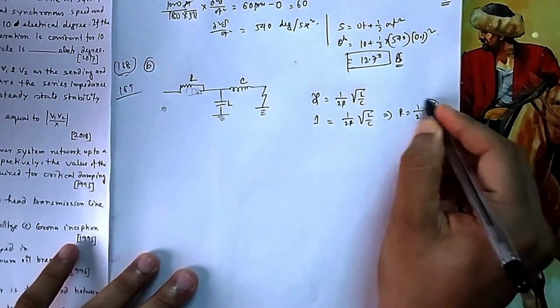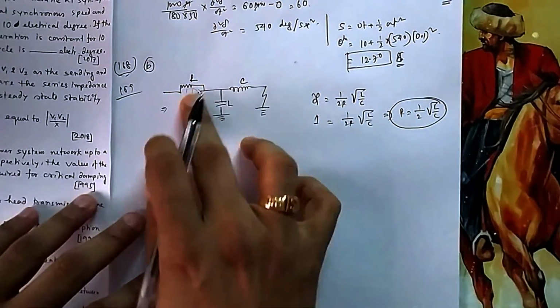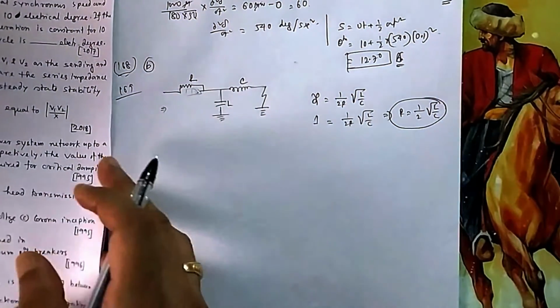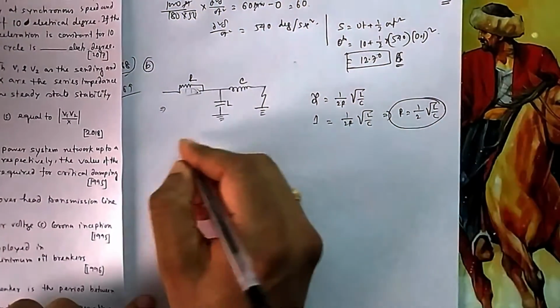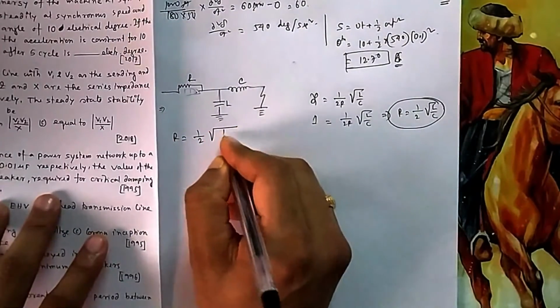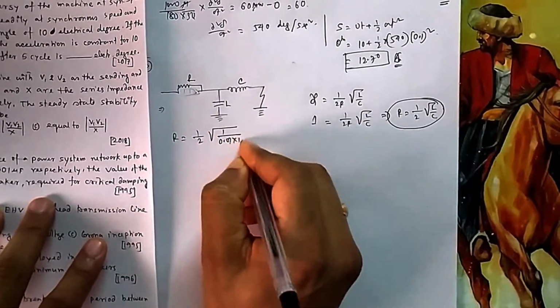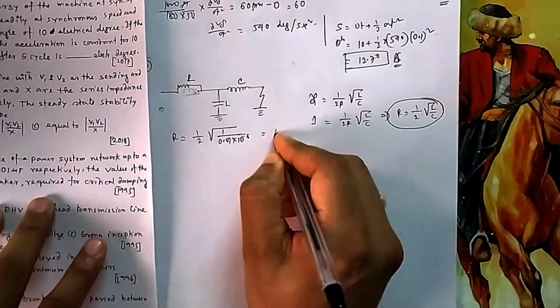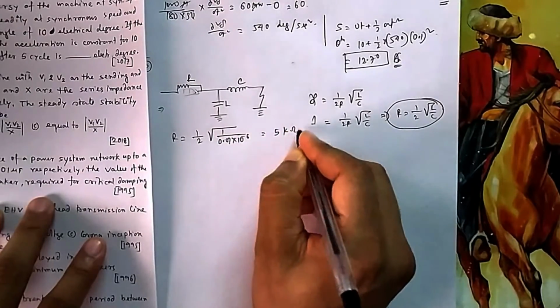So remember this one for the shunt resistor, because solving this network in the exam will take lots of time. If you directly remember, it is 1 by 2 root L by C, where L is given, C is given. If you put in this value, and C is 0.01 into 10 to the power minus 6, ultimately you will get around 5 kilo ohm. So that is your answer.